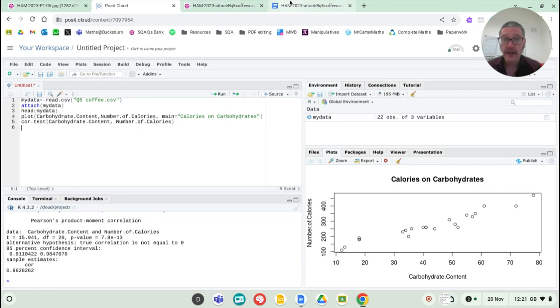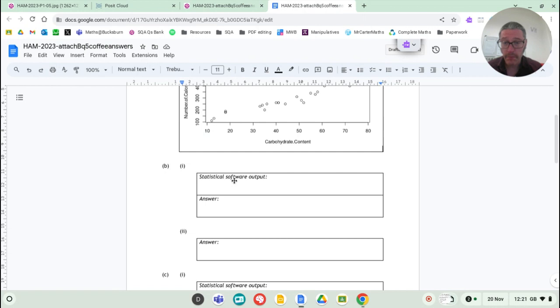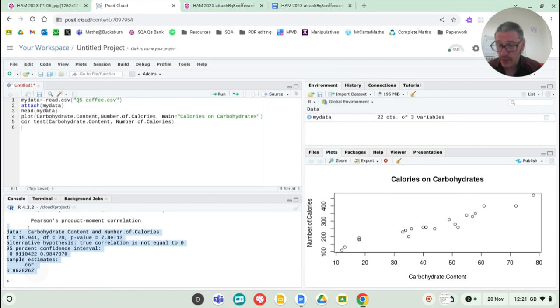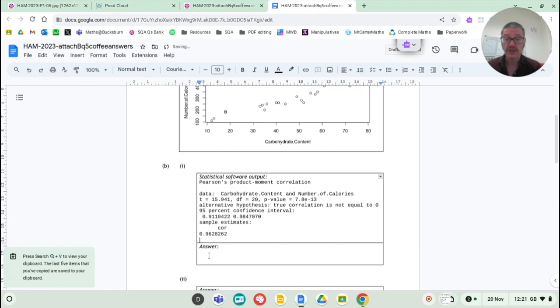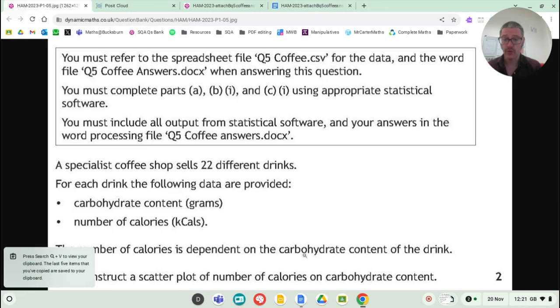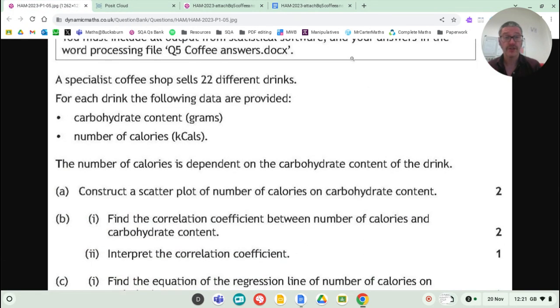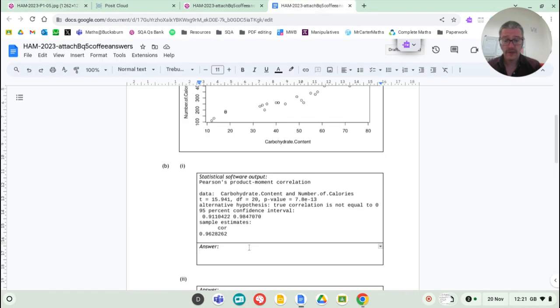If we look at our answer sheet, we've got a box for our statistical software output. So we would copy all of that and paste it into the box, just like so. We then actually need to answer the question. And the question was, find the correlation coefficient. We call that r equals 0.96. So I've just rounded that off sensibly.